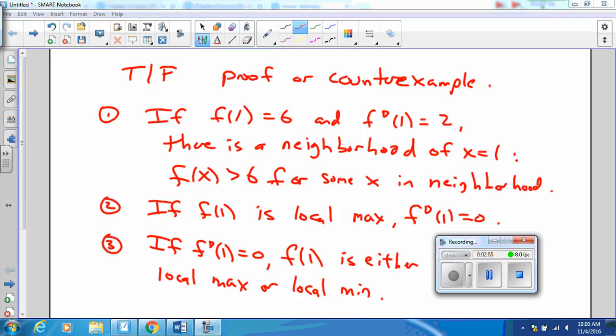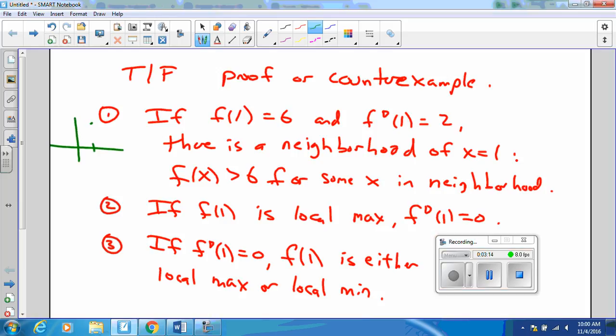All right, you guys can grade your own. Just mark yourselves up honestly. This is not for a grade, so there it is. First one: if f of 1 is equal to 6 and f prime of 1 is equal to 2, there is a neighborhood of x equals 1 such that f of x is greater than 6 for some x in the neighborhood. I recommend to try to get yourself a picture of this.